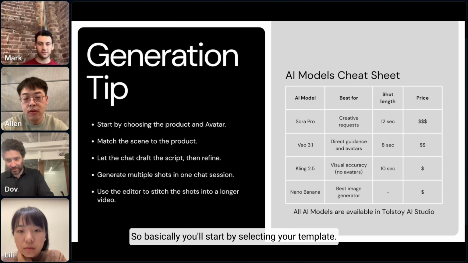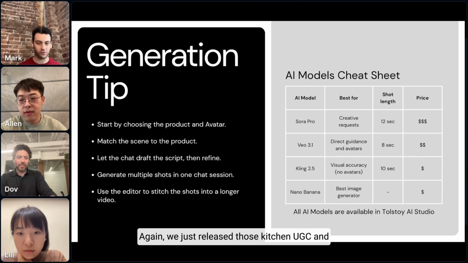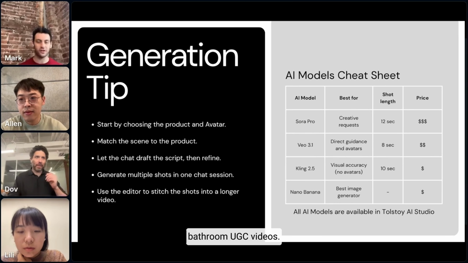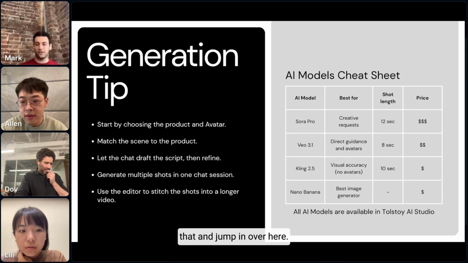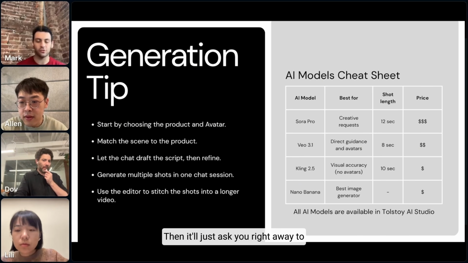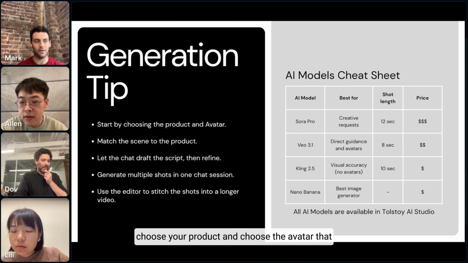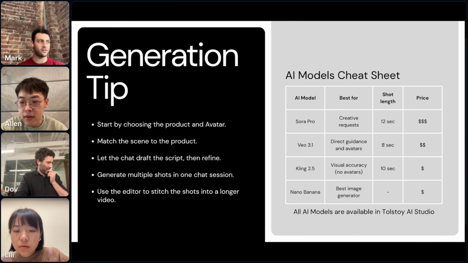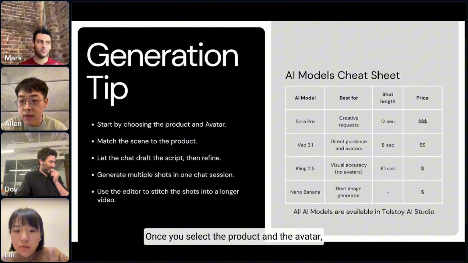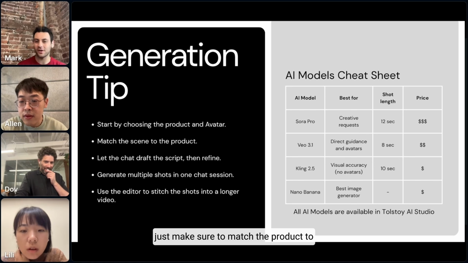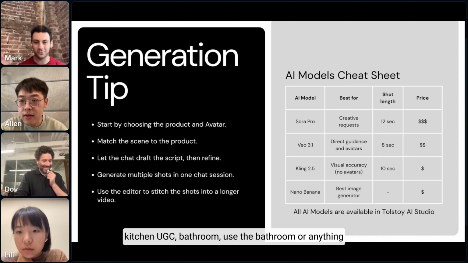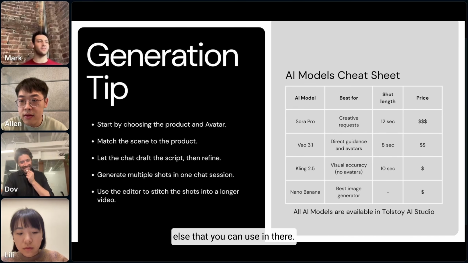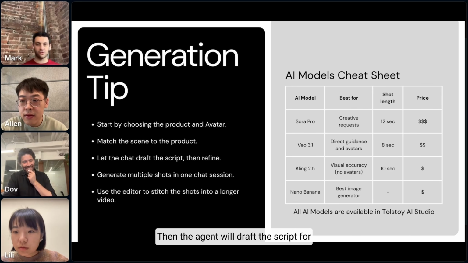So basically you'll start by selecting your template. Again, we just released those kitchen UGC and bathroom UGC videos. So you might start with a template like that and jump in over here. Then it'll just ask you right away to choose your product and choose the avatar that matches in there. Once you select the product and the avatar, just make sure to match the product to the scene, right? If it's a kitchen focused video, use the kitchen UGC, bathroom, use the bathroom, or anything else that you can use in there. Then the agent will draft the script for you.